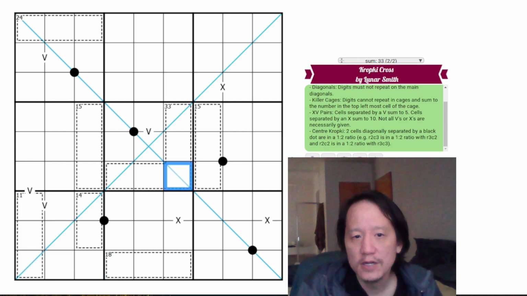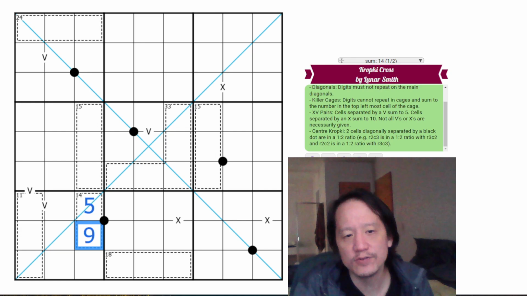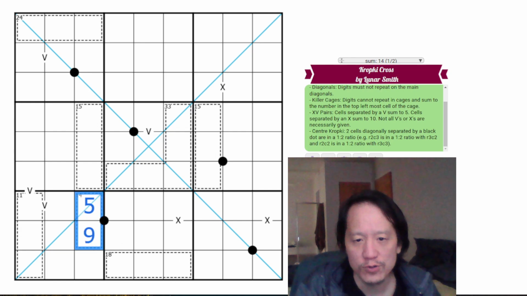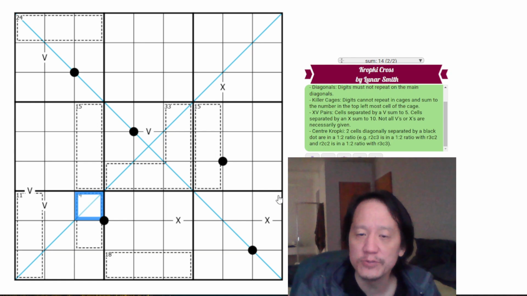XV pairs. An example of this: if this was a 5, this would have to be a 9, because that has to add up to 14. XV pairs. Cells separated by a V sum to 5. Cells separated by an X sum to 10. Not all V's or X's are necessarily given.